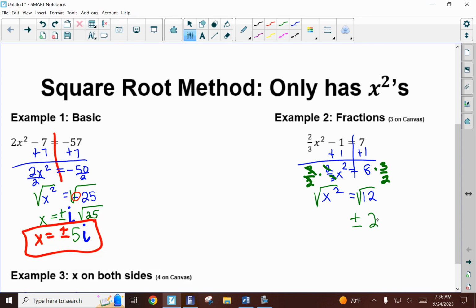So we're going to write down 2 square root 3, and then x equals. So remember, this counts as 2 answers. The problem is x squared, so we should have 2 answers: plus 2 square root 3 is the first, minus 2 square root 3 is the second.